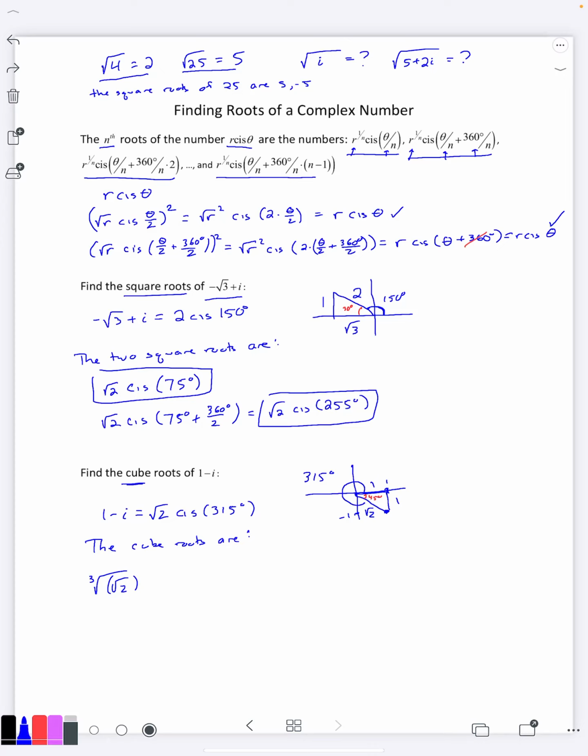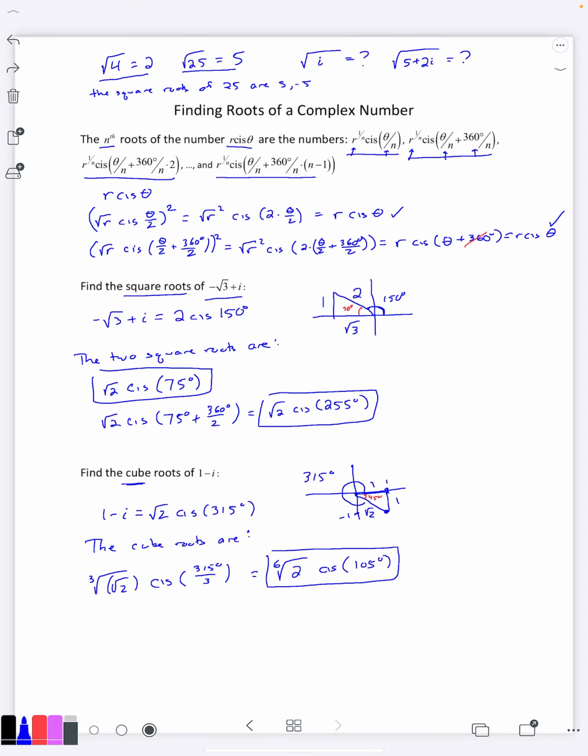Now that looks a little weird, and you might have forgotten how to combine different roots here. But the square root of the cube root is going to end up becoming the 6th root. We'll deal with that a little later. And then it's going to be CIS, and it's going to be whatever the original angle was divided by 3. So this is going to be the 6th root of 2 CIS of 105 degrees. That's the first of our cube roots.